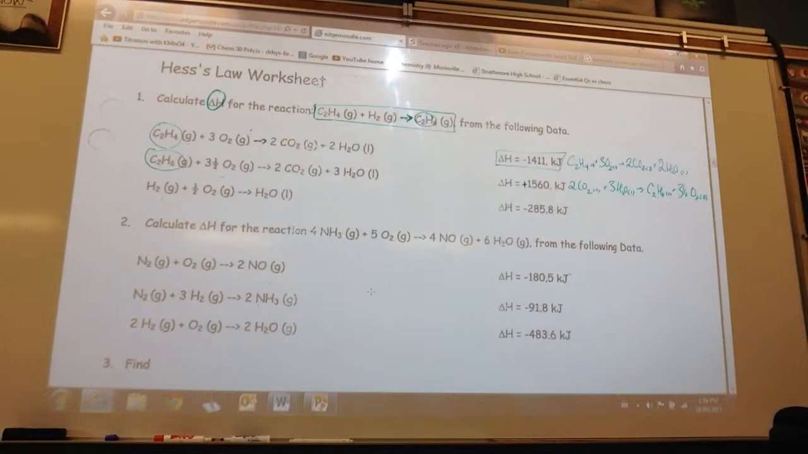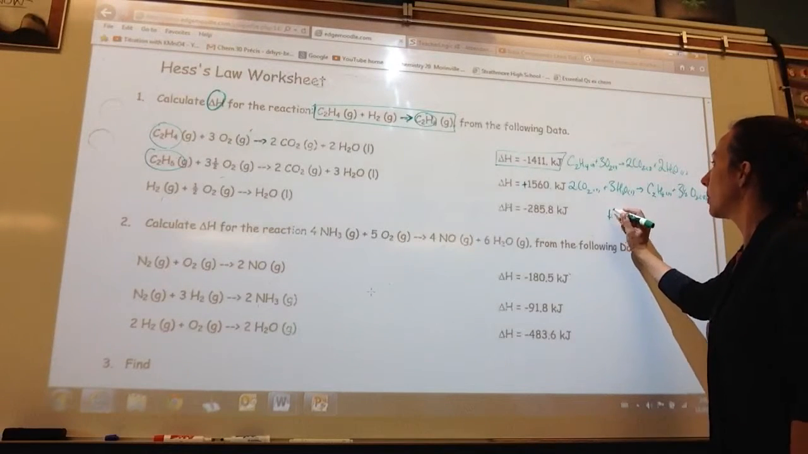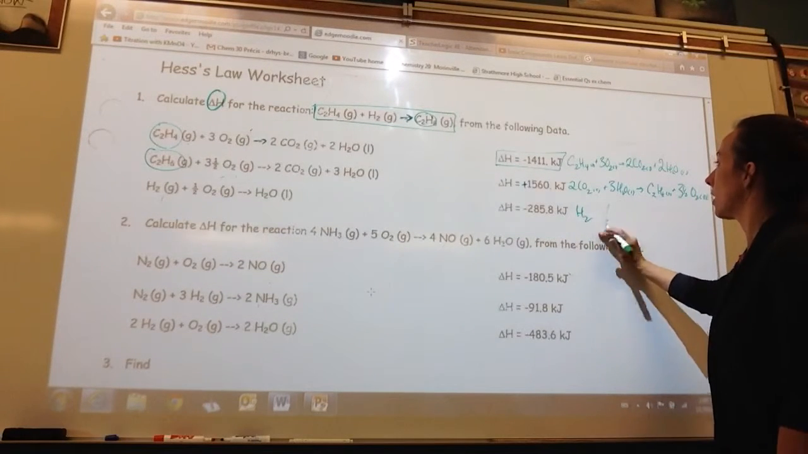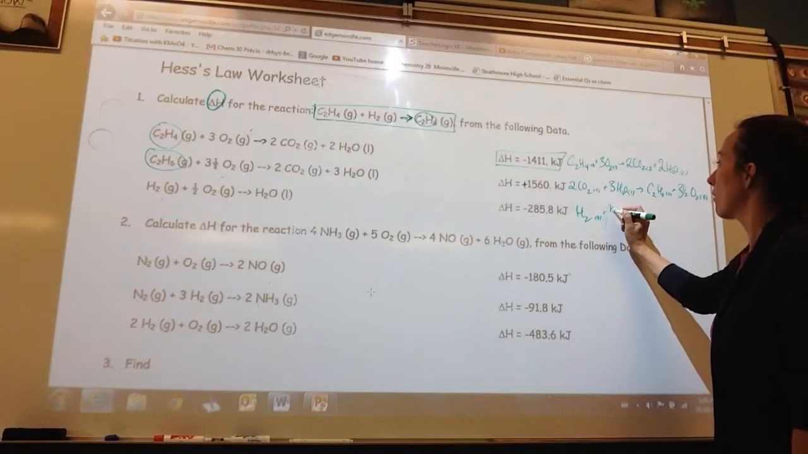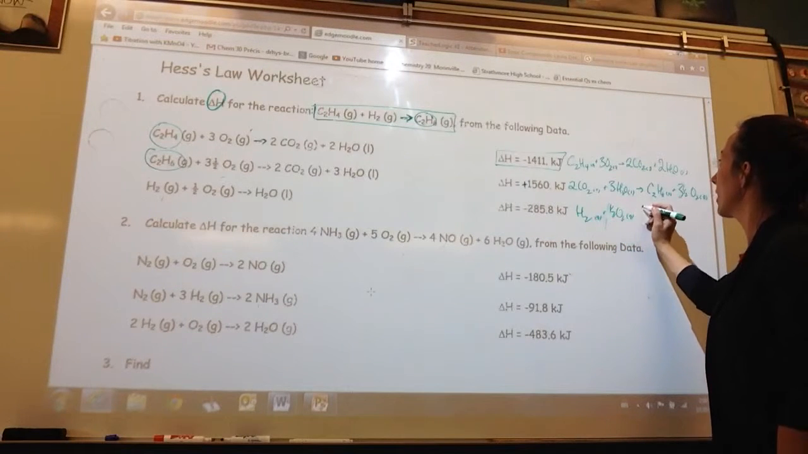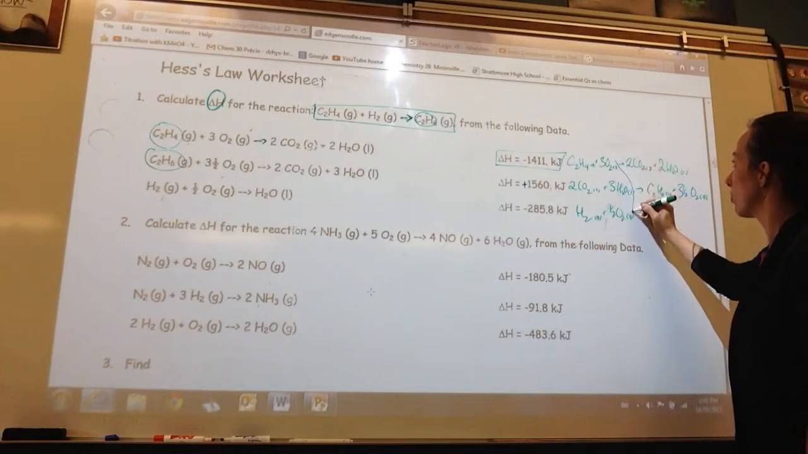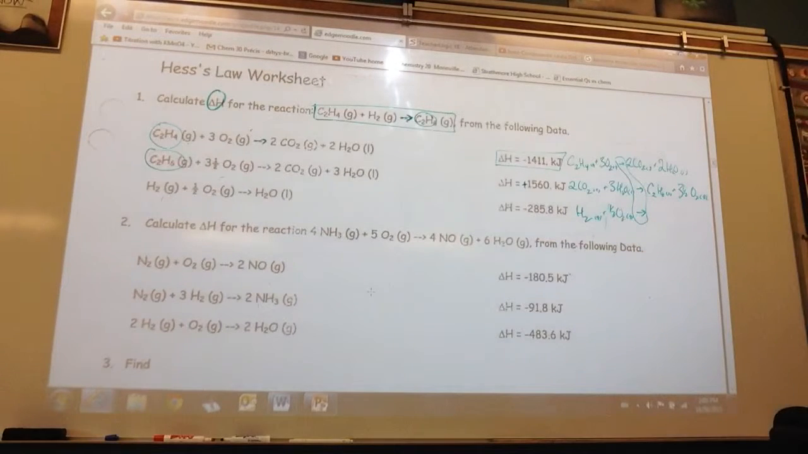What do you think I need to do with the last one? Probably stays the same. Do I need to multiply it? Nope, probably not. So I'm going to write down H2 gas plus half an O2 gas. It's always really helpful if our arrows pretty much line up, if not exactly line up. H2O liquid.